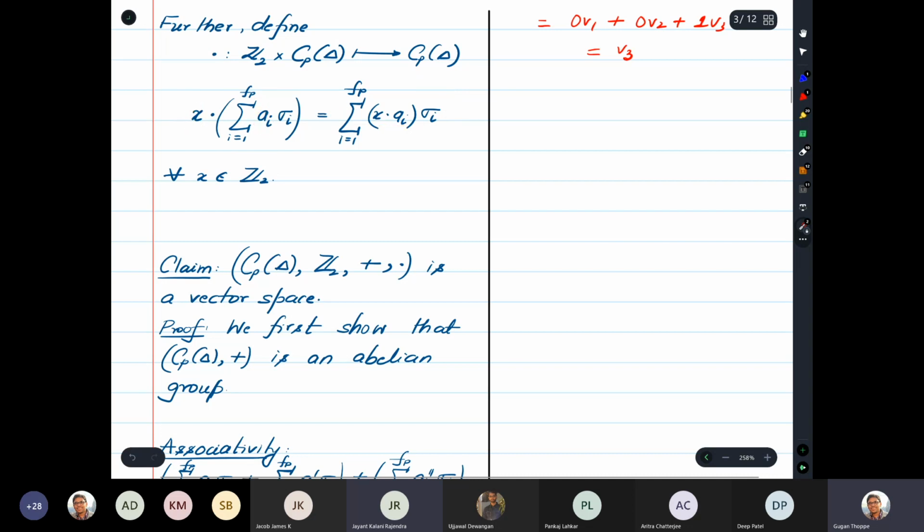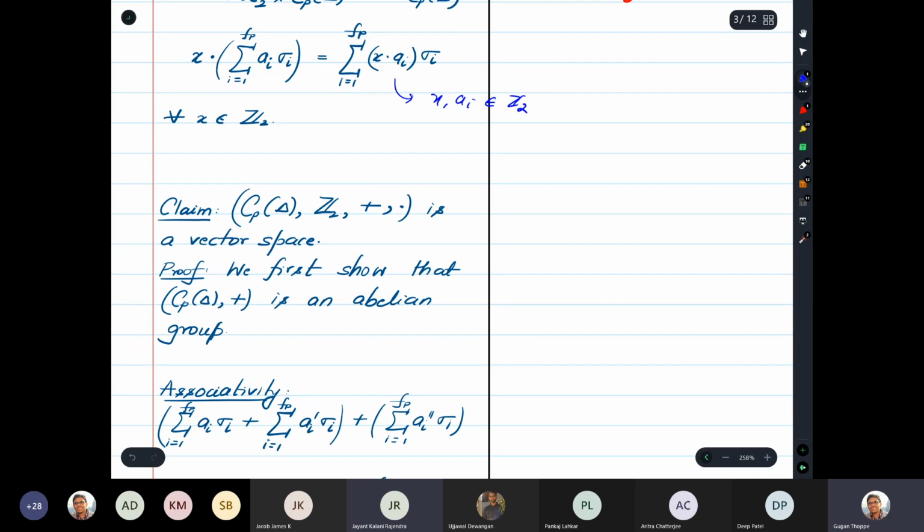I take their multiplication. Now recall that X and AI both lie in Z2. Since they both lie in Z2, they have a multiplication operation defined. So do that multiplication over here, and whatever is the result, write it in front of this sigma I and look at this formal sum.